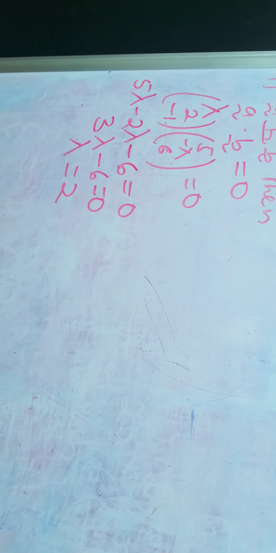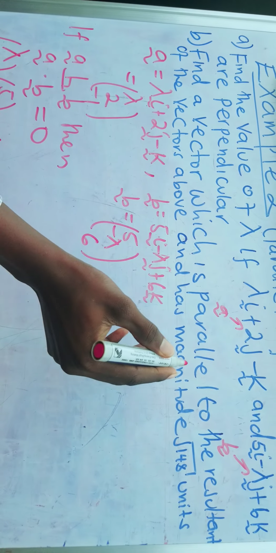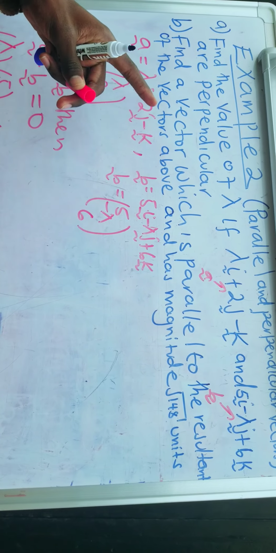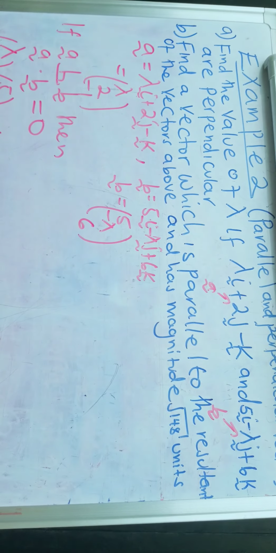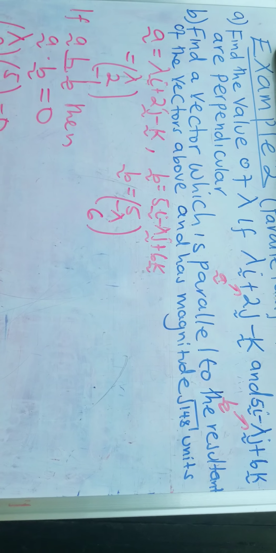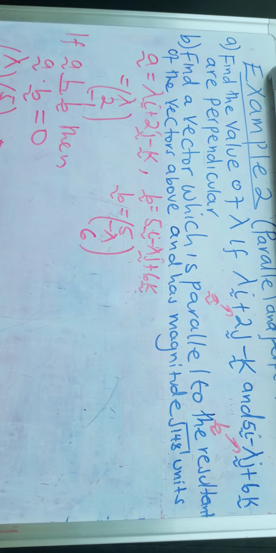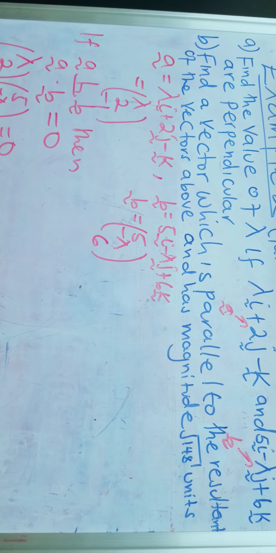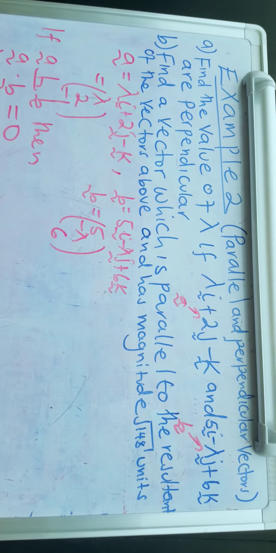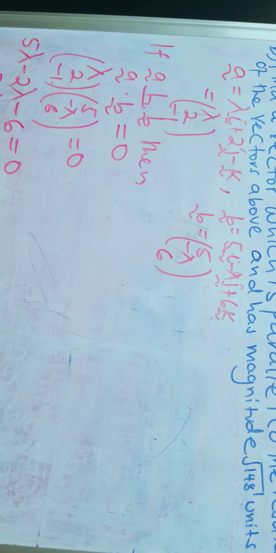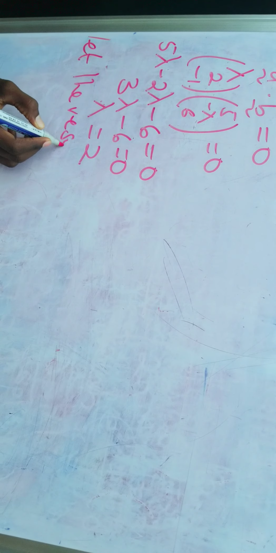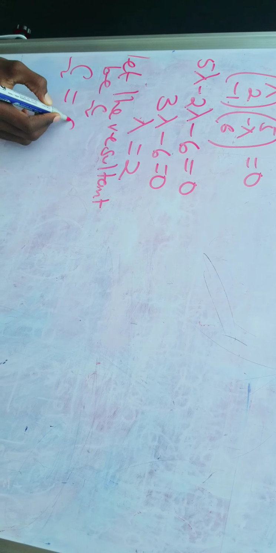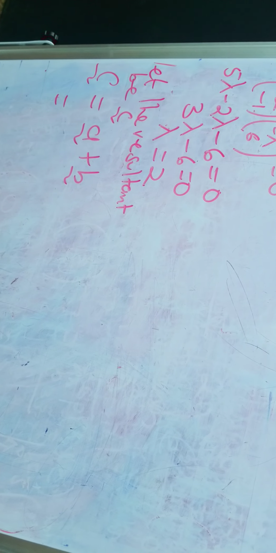In part B, they are telling us to find a vector which is parallel to the resultant of the vectors above. In other words, we want the vector that is parallel to the sum of A and B. So we said if we are talking about parallel vectors, from the concept of parallel vectors, any two vectors are considered to be parallel if their unit vector is the same. So from there, I want the resultant of the two vectors. Let the resultant be C. So to get the resultant, we simply add A plus B.